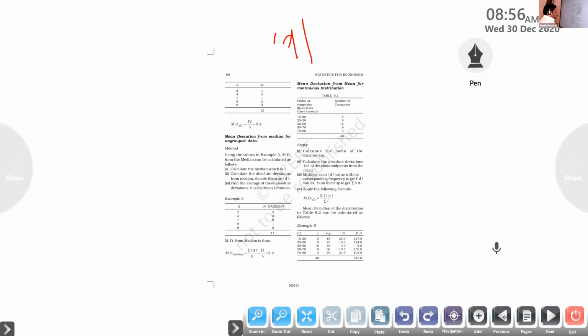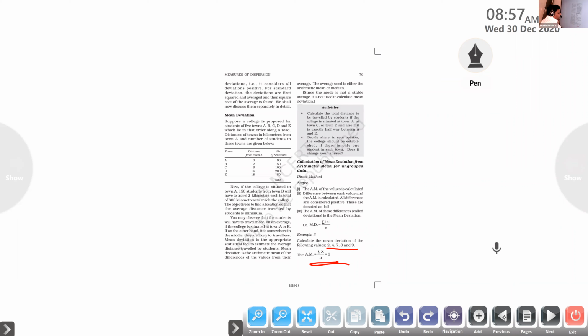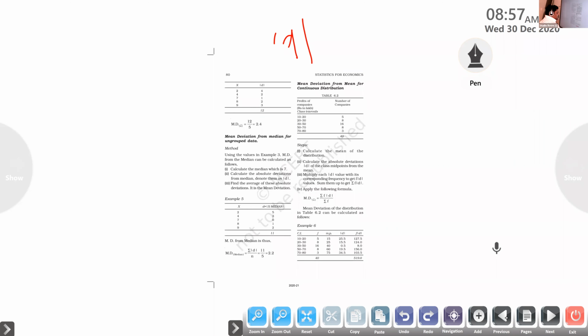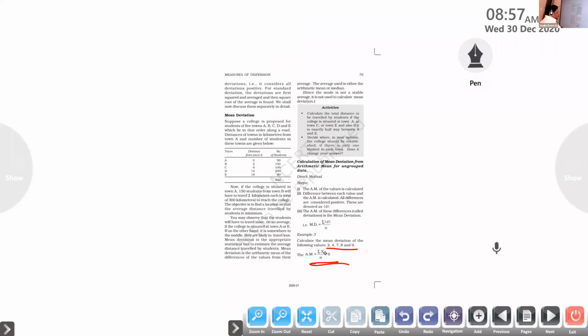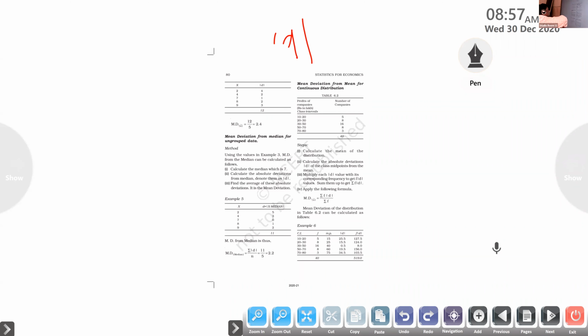First of all, we want to find out the difference between the values or the data provided and the arithmetic mean. Here we already got the arithmetic mean, which is 6. So the difference between 6 and 2, 6 and 4, 6 and 7, 6 and 8, and 6 and 9. We wrote that. Here it is 4, 2, 1, 2, 3. AM is 6. And the sum of the absolute values of D, 4 plus 2 plus 1 plus 2 plus 3, is 12.